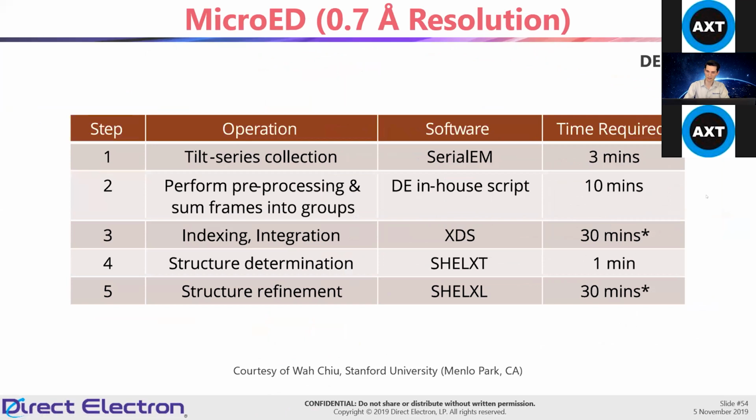The total time to get a structure out of this is sort of optimized. The tilt series collection is about 3 minutes. For processing these frames from the camera, we have our own script that we've written, and that one we're actually maintaining, which is about 10 minutes of processing time. Indexing, integration, structure determination, structure refinement, all of those are just ballpark estimates. But within about an hour and a half of taking your tilt series, you can theoretically get your structure out of it. So MicroED does hold a lot of promise for small crystals.